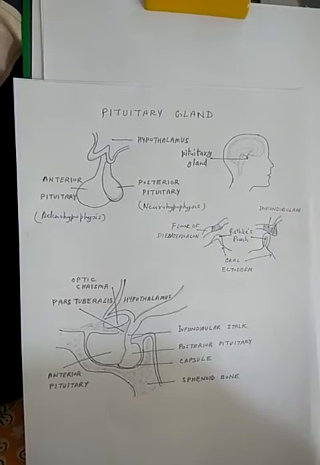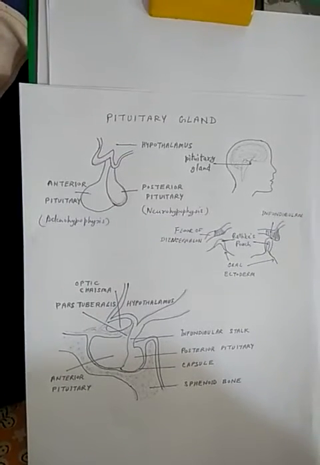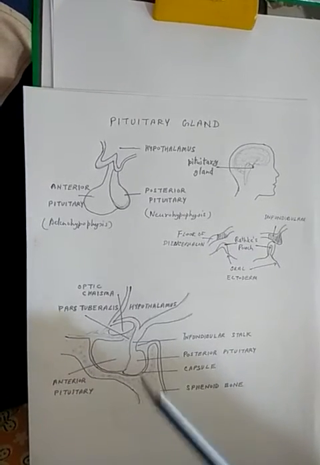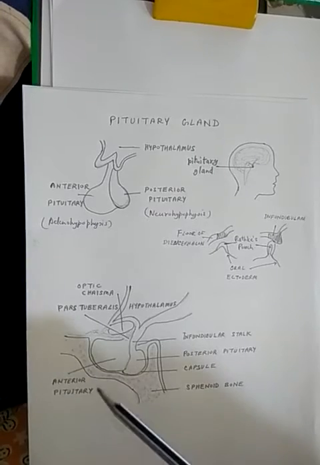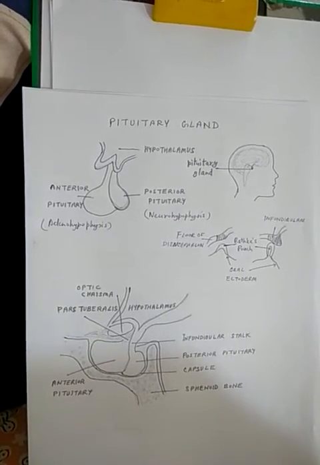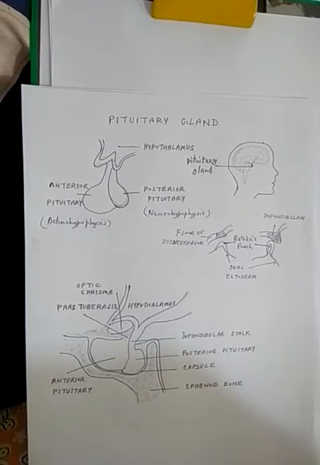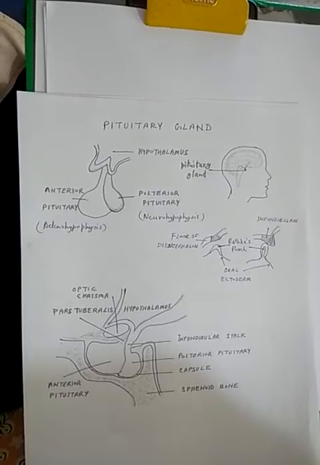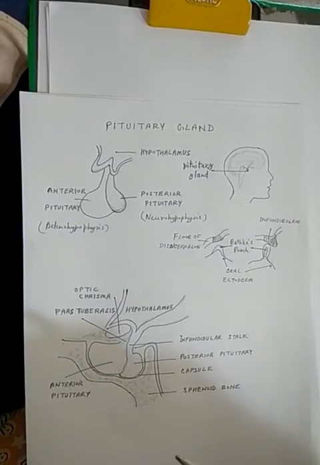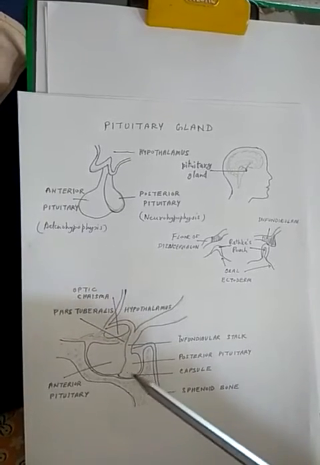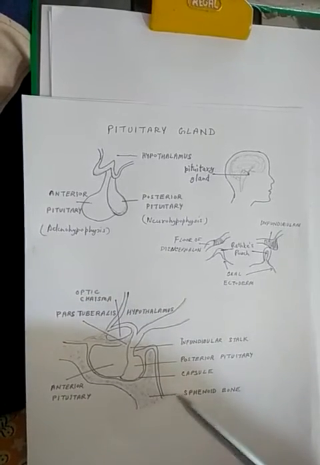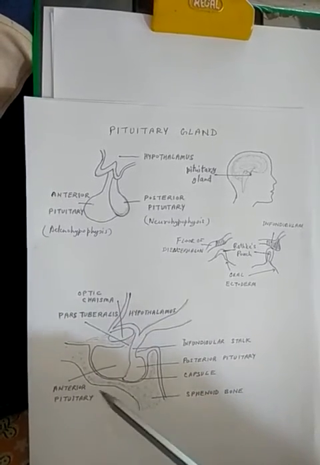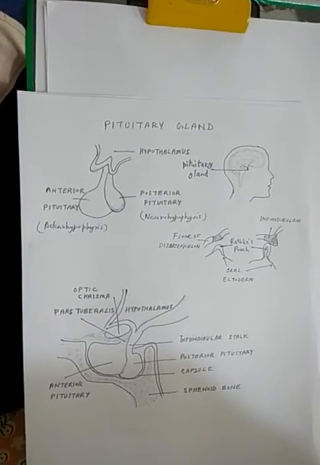Okay, so now let's see some more points about this structure. If we see a section of the pituitary gland, one more thing is that this pituitary gland is situated in a depression called the sella turcica of the sphenoid bone. This depression, you can see, is called the sella turcica. So it is situated in this depression.